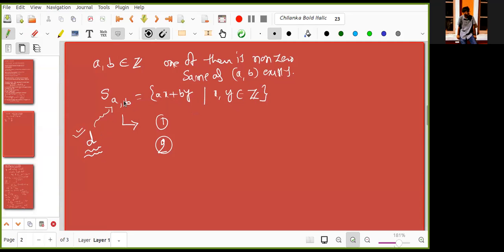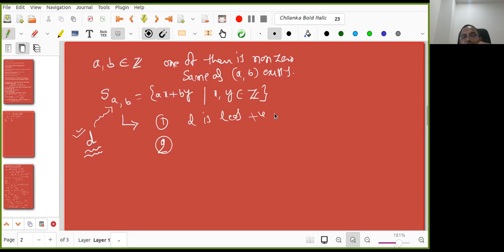What is D related to S_AB in the proof? So it is the smallest positive element in S_AB. Okay, so D is the least positive element in S_AB. This is one part of the proof. In this part, what we did: it contains infinite elements, positive elements. We intersect with natural numbers, and by the well-ordering principle, it has a least element. So this is one thing we need to remember in this proof: D is the least positive element.